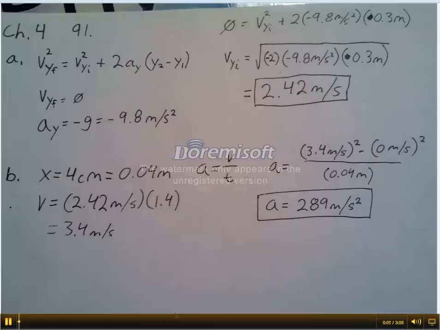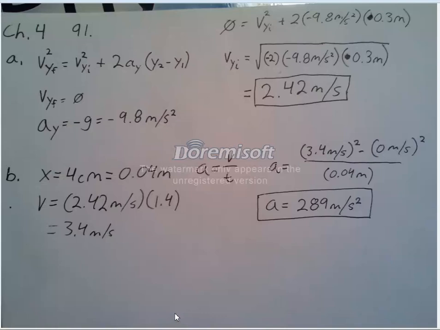This is chapter 4, number 91. So part A of the problem asks us, what is the takeoff speed of the locust if the locust jumps straight up in the air? The one thing it gives us is the height attained, which is 0.3 meters.